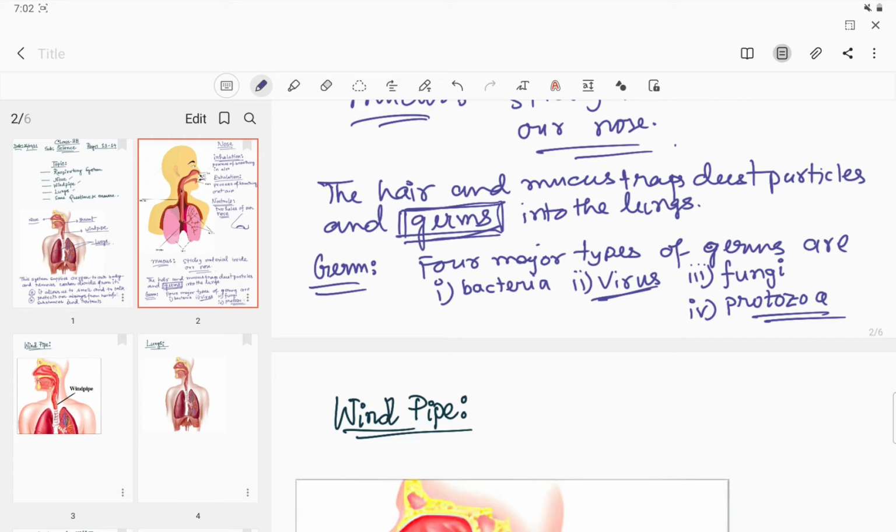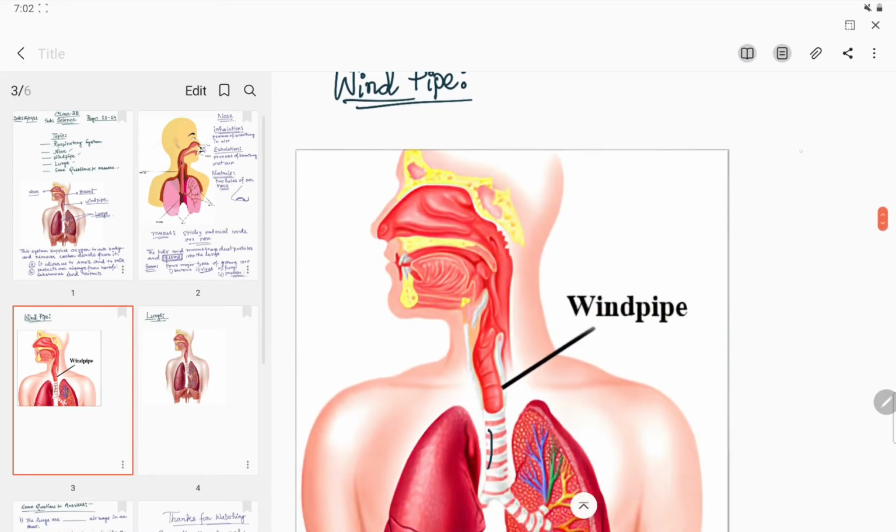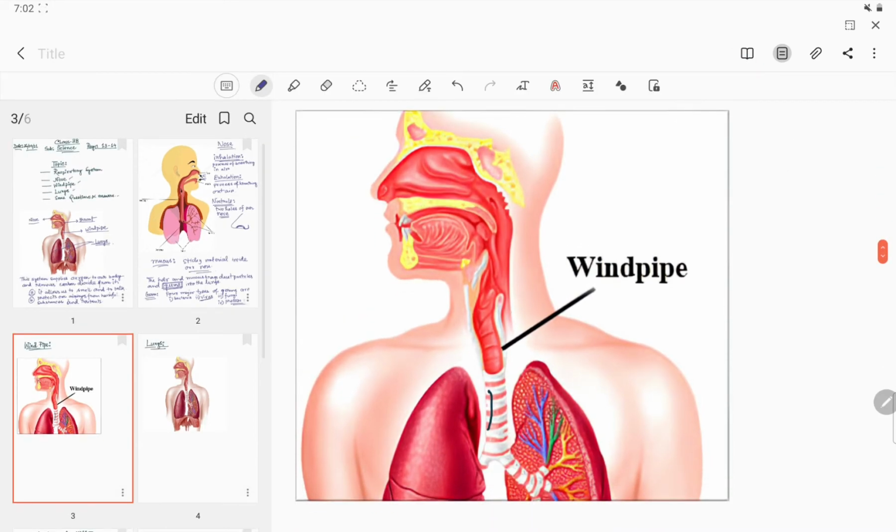They are all internal organs, we can't see them from outside, that's why they are internal organs. So now we are going to discuss the windpipe. Okay, windpipe. In this picture, this is our windpipe, or you can say trachea.